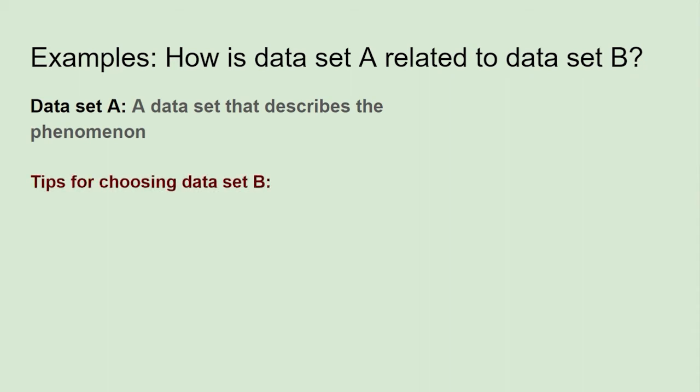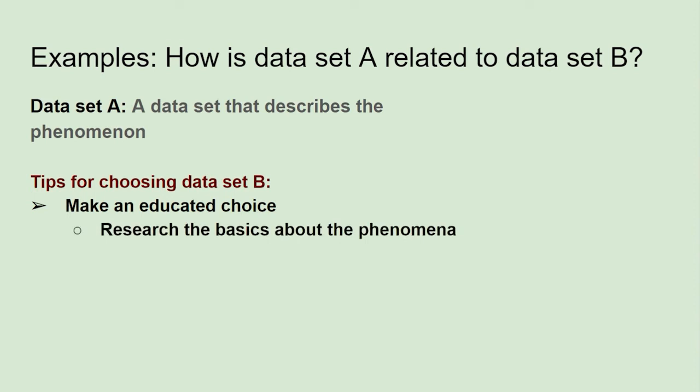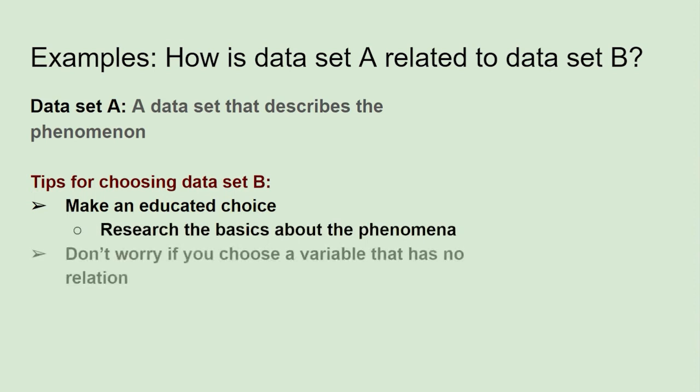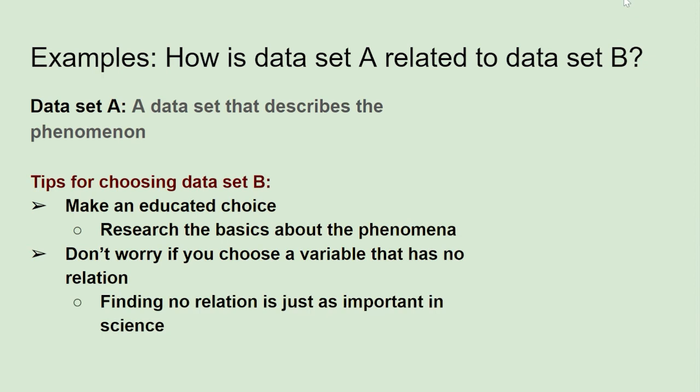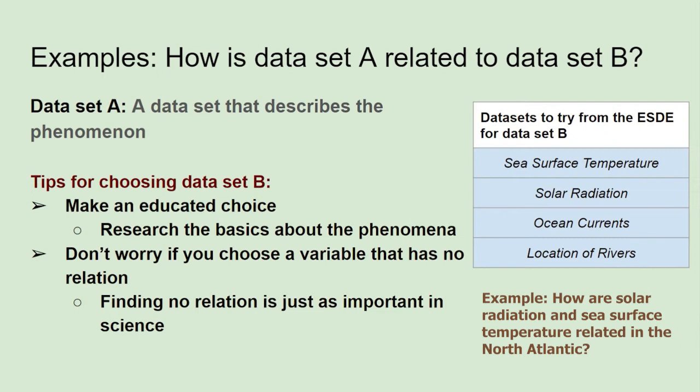Here are some tips for choosing dataset B. When choosing, you have a lot of freedom to choose whatever dataset to connect to dataset A. The key is choosing dataset B by making an educated choice. So do some research about your phenomenon from textbooks or any other source. Don't worry if you choose a variable or dataset that has no relation to dataset A. That's okay, and finding the lack of connection is sometimes just as important as finding a connection. Here are some datasets that you can try from the Earth System Data Explorer for dataset B.